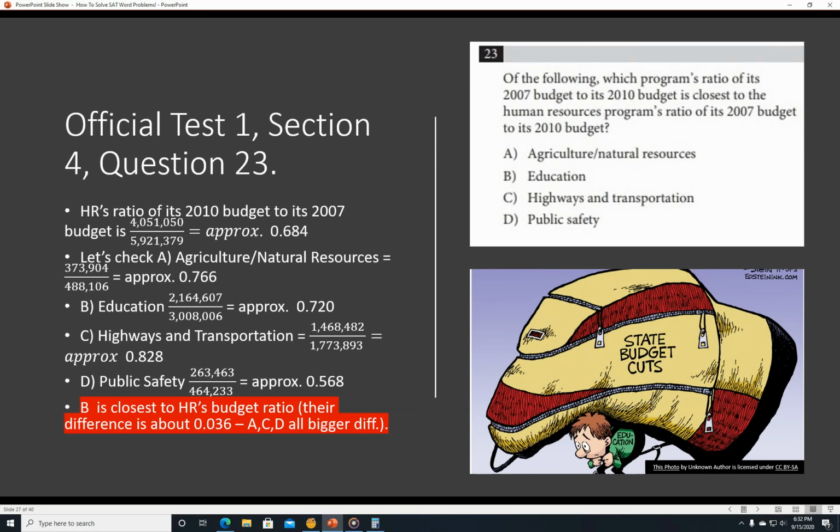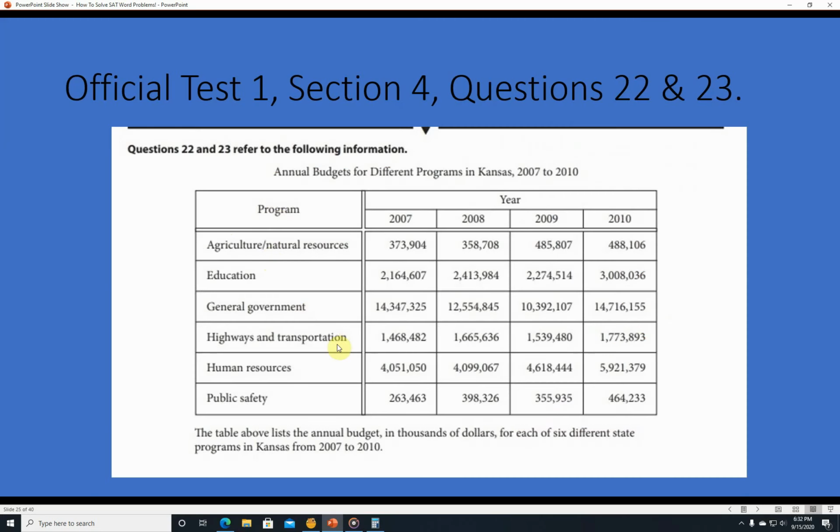Official test number 1, section 4, question 23. Of the following, which program's ratio of its 2007 budget to its 2010 budget is closest to the Human Resources Program's ratio of its 2007 budget to its 2010 budget? So we have agriculture/natural resources, education, highways and transportation, or public safety. All right, so HR's ratio of its 2010 to 2007. And again, we can go look.